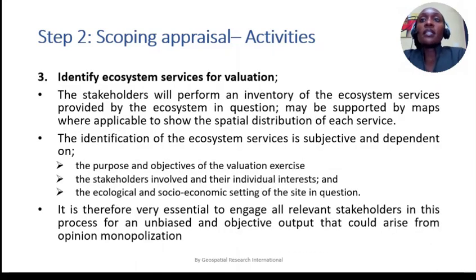The third step under this scoping appraisal is to identify ecosystem services for valuation. At this stage, the stakeholders will do an inventory of the ecosystem services provided by the ecosystem in question. So the main aim of this step is to develop a checklist of the main and important services provided by the ecosystem in question. This description may be supported by maps where applicable to show the spatial distribution of each service.